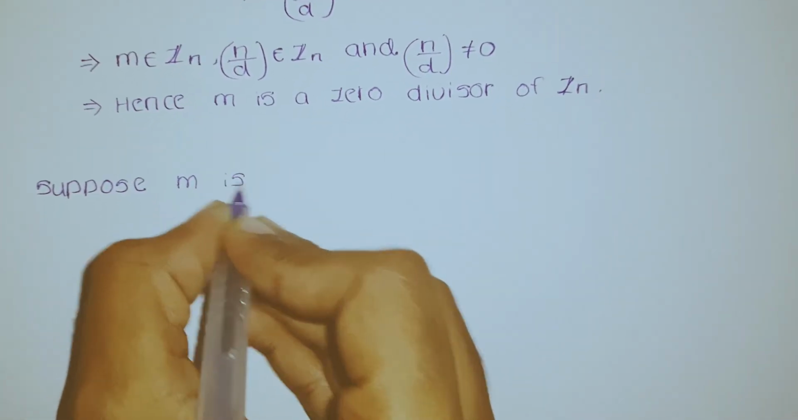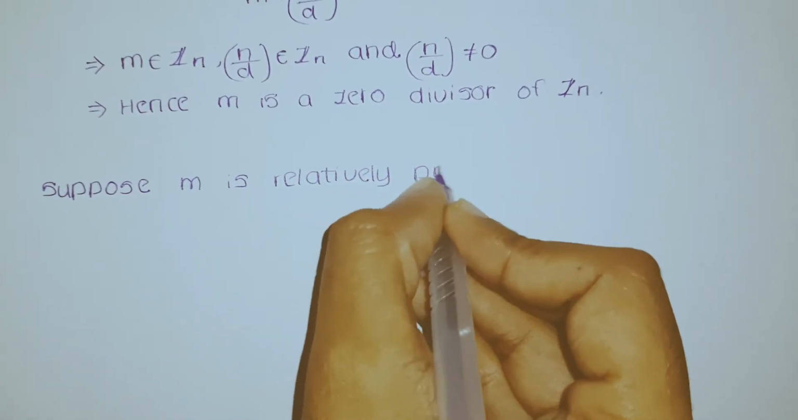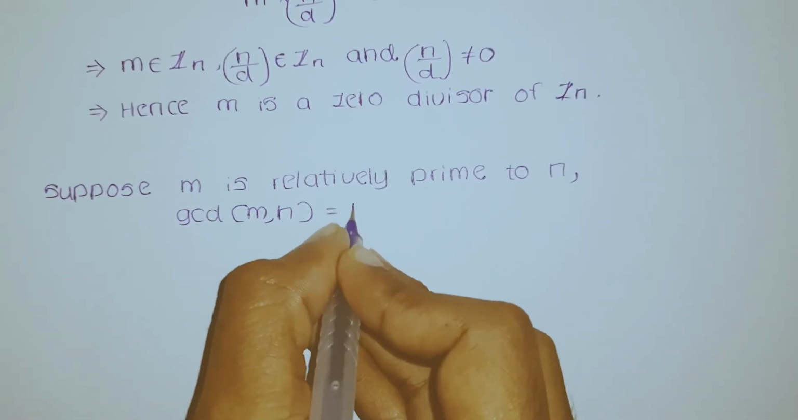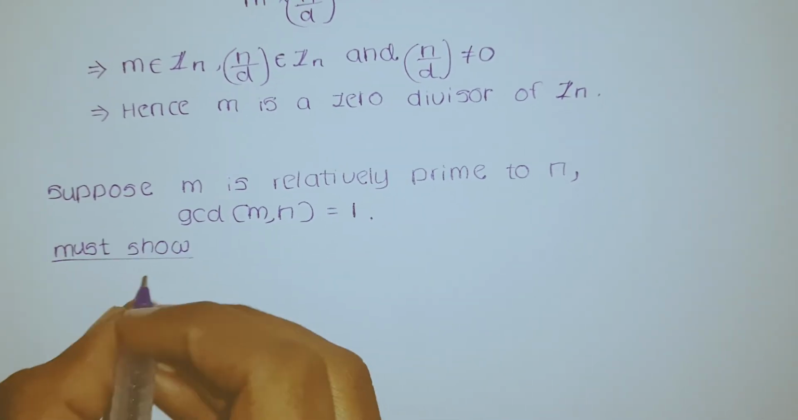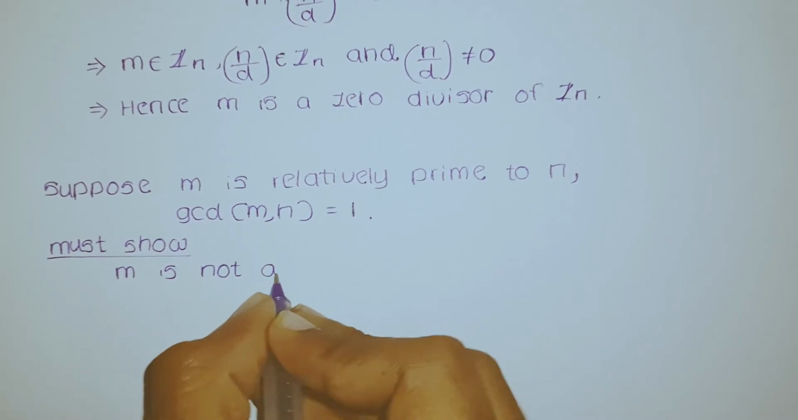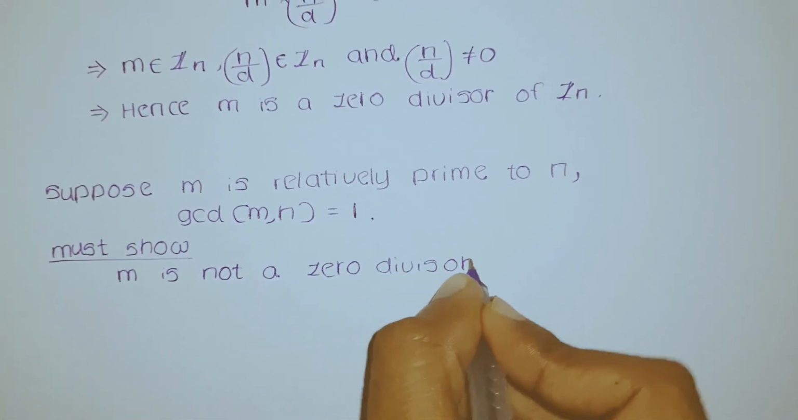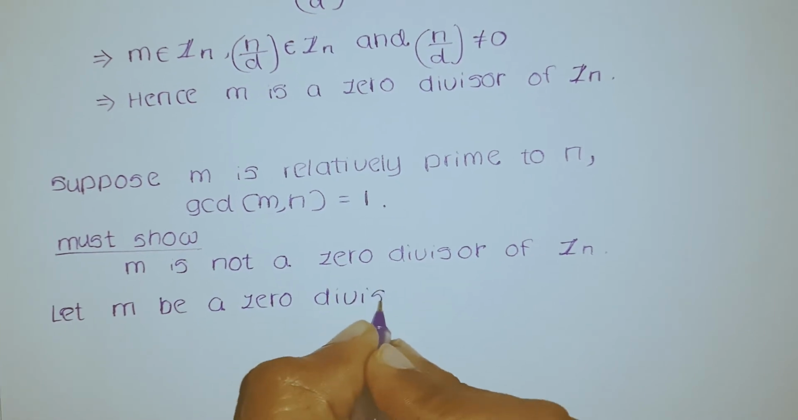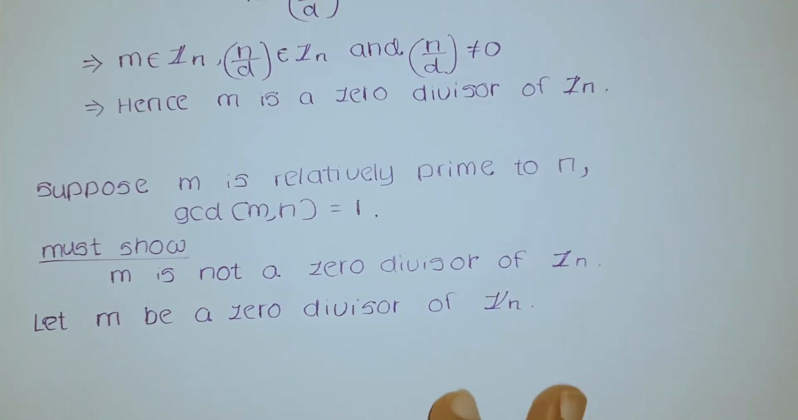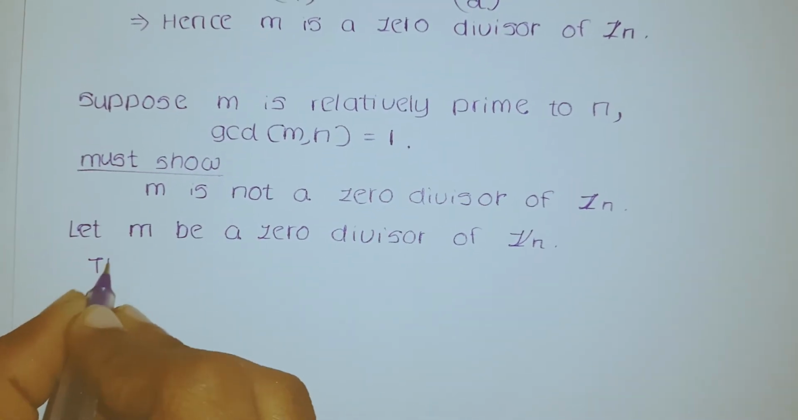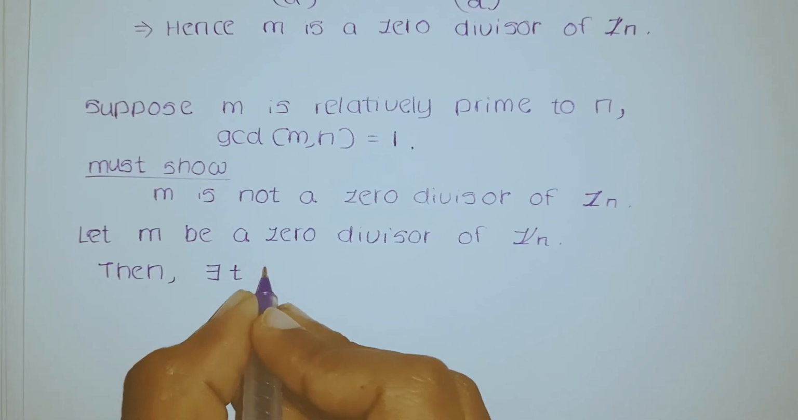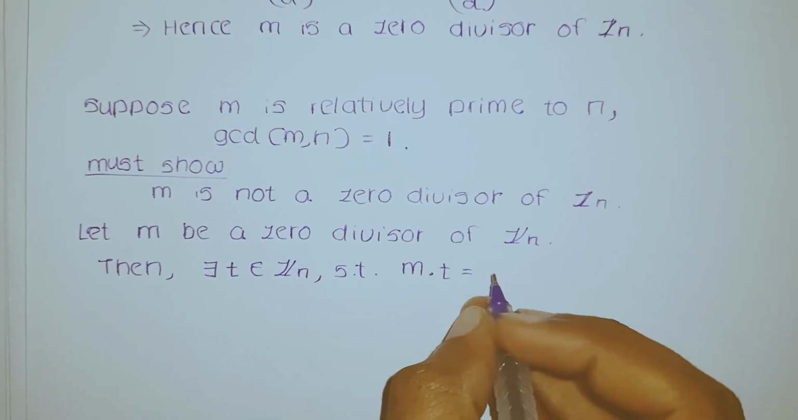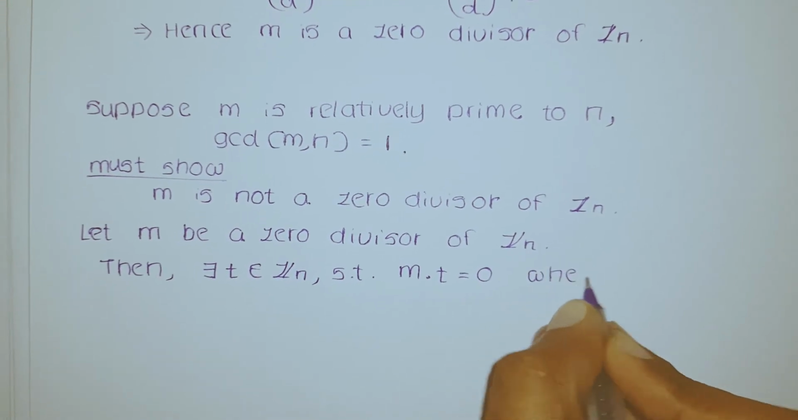Suppose m is relatively prime to n. Then the GCD of m and n is equal to 1. We must show m is not a zero divisor of Zn. Let m be a zero divisor of Zn. Then there exists T, an element of Zn, such that m times T is equal to 0 where T is not equal to 0.